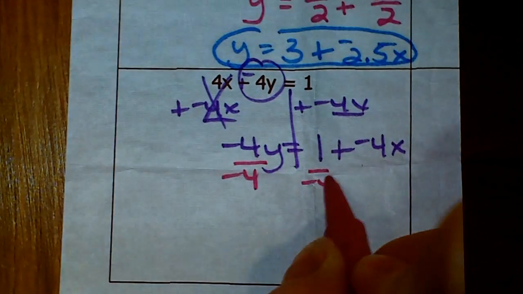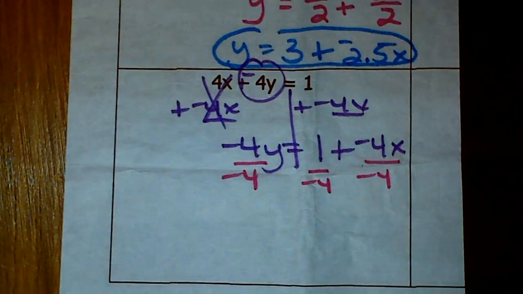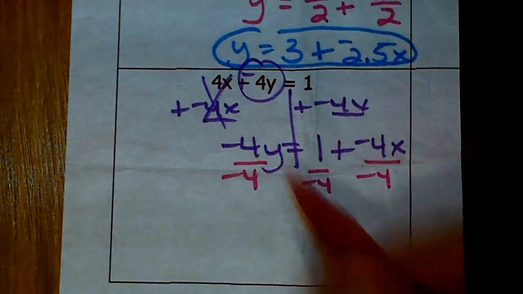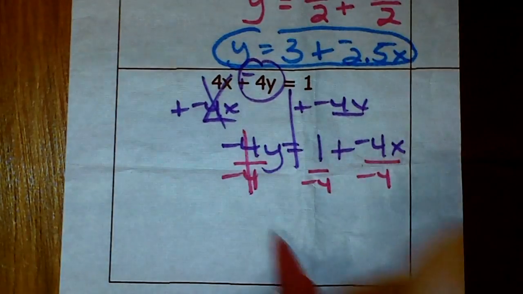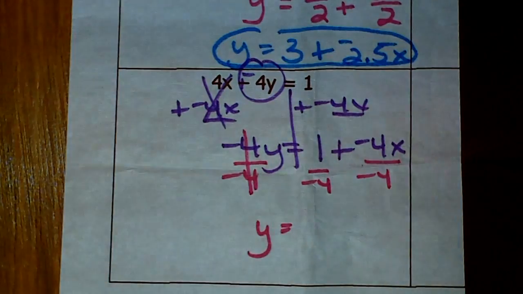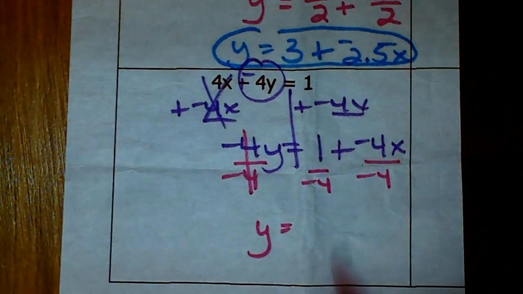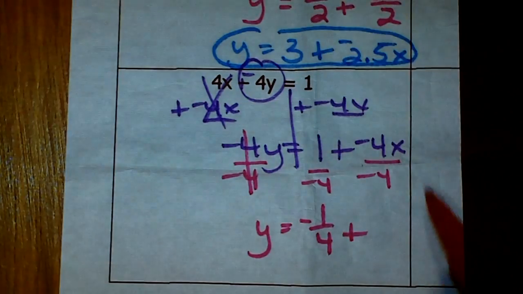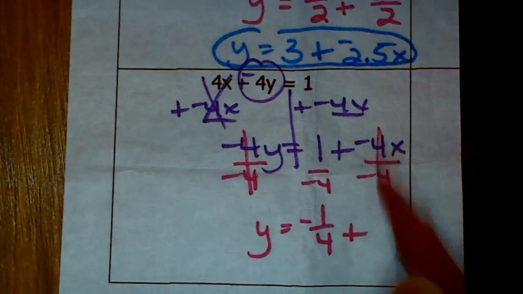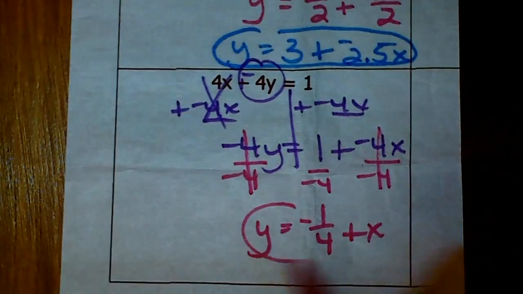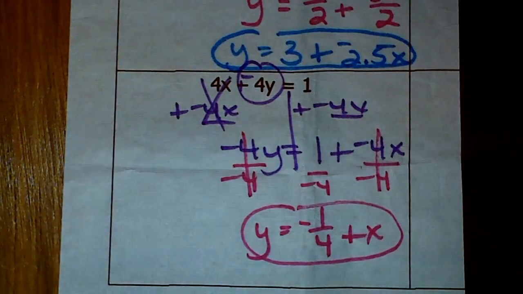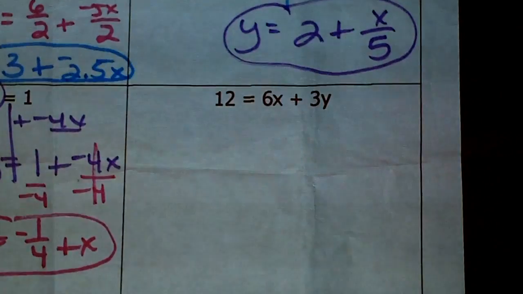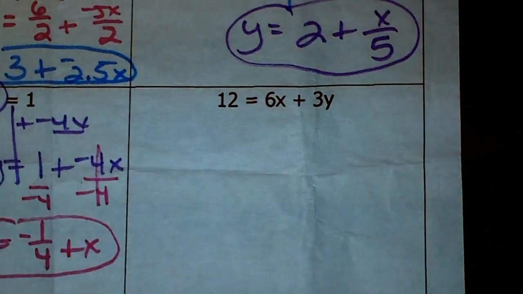That means this needs to get divided by negative 4, and so does that. So, negative 4 divided by negative 4 is 1. 1y is y. I have 1 divided by negative 4. I'm just going to call that negative 1/4. Plus, negative 4 divided by negative 4 is 1, and 1x is x. If you wrote y equals x minus 1/4, you are also correct. It's all good. Alright, last one like this, and then we'll talk about some formulas.